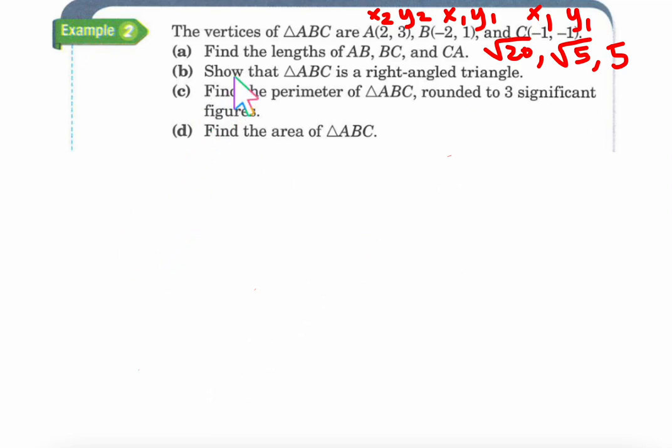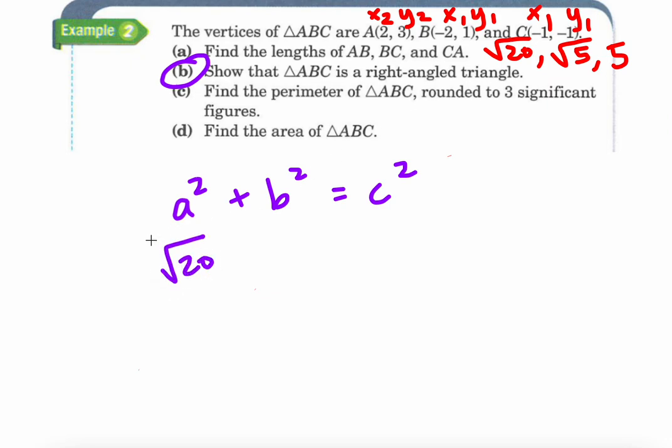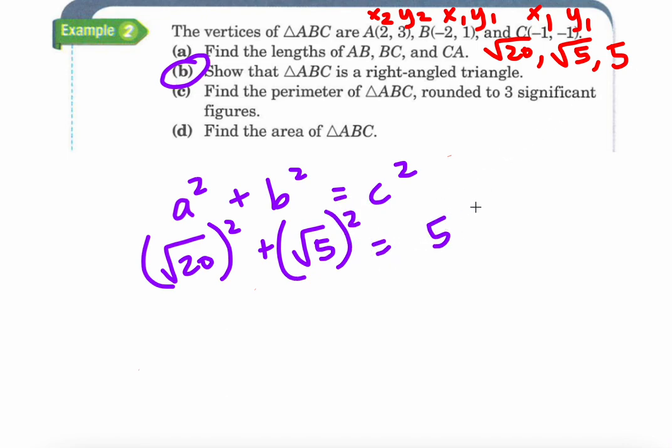Remember we're looking at part B now, show that it's a right angle triangle. If the equation is a squared plus b squared equals c squared, then hey, look at that. Square root of 20 squared plus square root of 5 squared, because those are my a and b, I'm assuming, should equal my 5, my answer, squared.